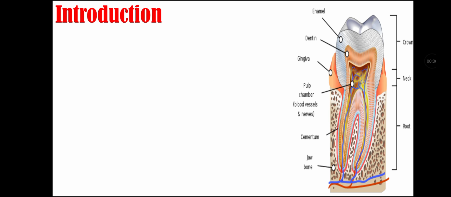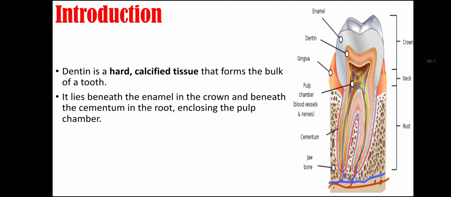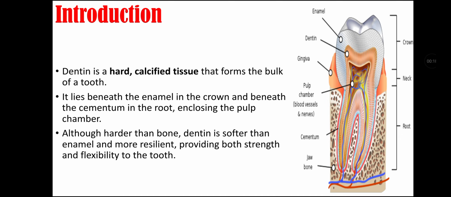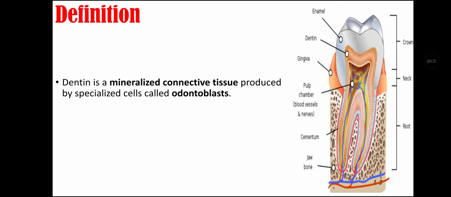So let's start our topic with introduction. Dentin is hard calcified tissue that forms the bulk of the tooth. It lies beneath the enamel in the crown and beneath the cementum in the root, enclosing the pulp chamber. Although harder than bone, dentin is softer than enamel and it is more resilient, thus providing both strength and flexibility to the tooth.